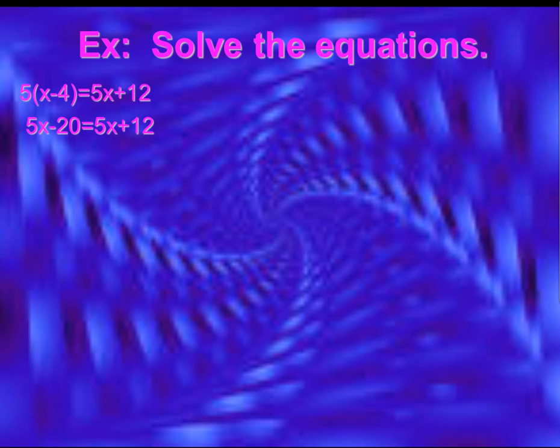Look what I get for an answer. Negative 20 equals 12. Is that ever true? No, that can never be true. So how many values of x do you suppose are going to work in that equation? None. 0. That's how we interpret that. If we get a nonsense answer like that, that's never true, then that means there are no values of x that work. There's no solution.